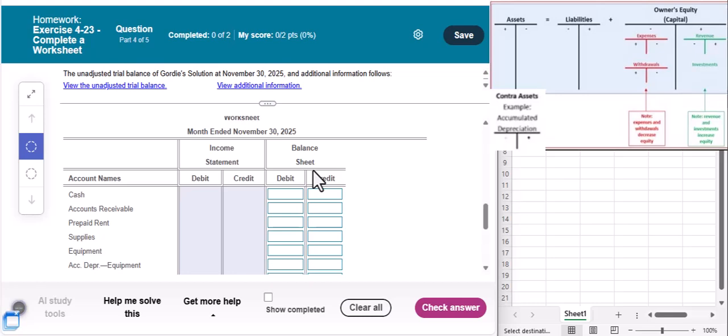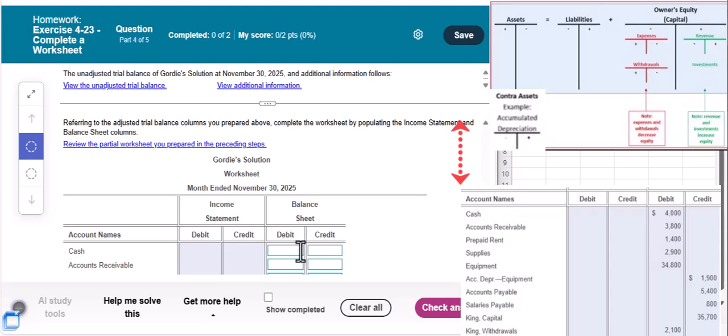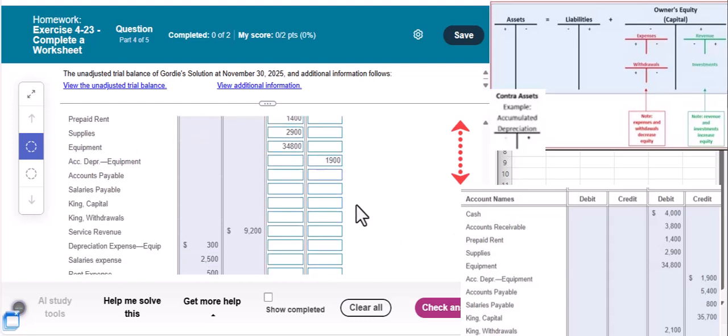So we can start, first of all, we have cash of 4,000. Then we have accounts receivable of 3,800. So we'll bring those down. And for time's sake, I'm going to bring these over from my scratch paper here. You are welcome to have one as well. Okay, so we have our assets done. Then we have our contra asset, this accumulated depreciation balance, 1,900. Liabilities, keep going here. So that is 5,400, 800. So liabilities are done there.